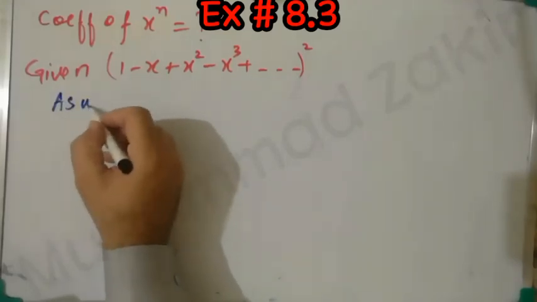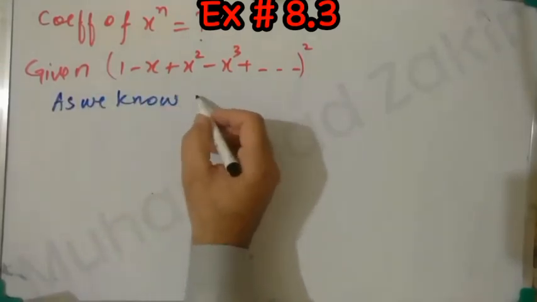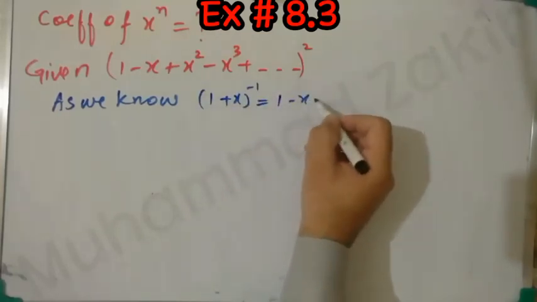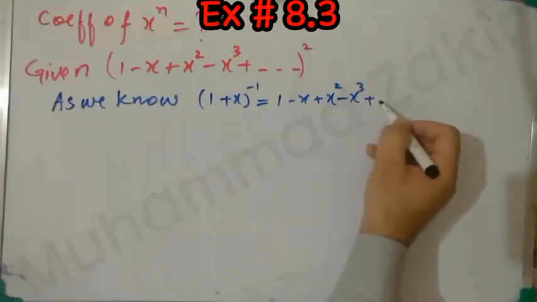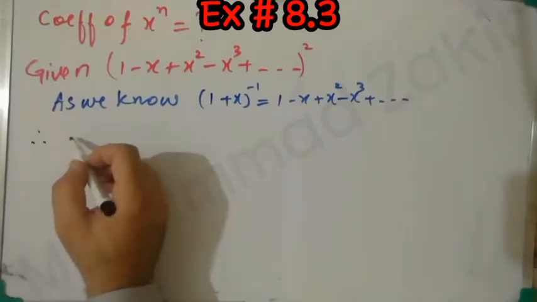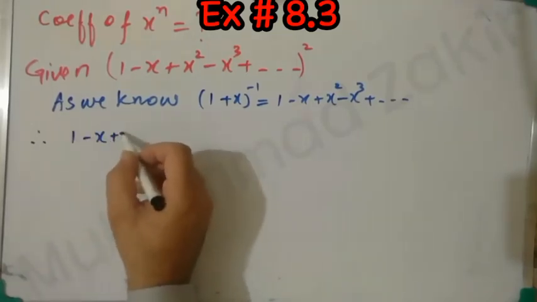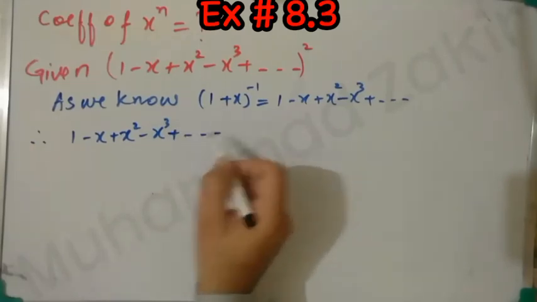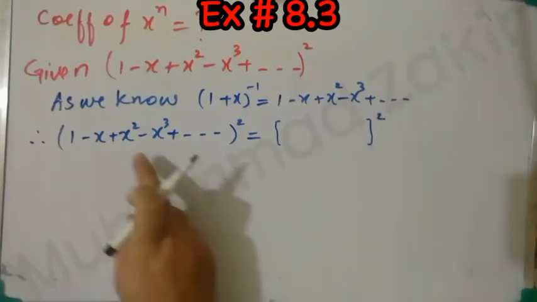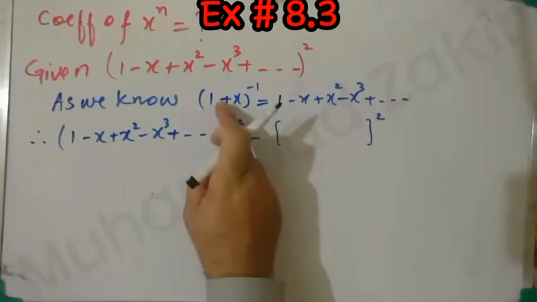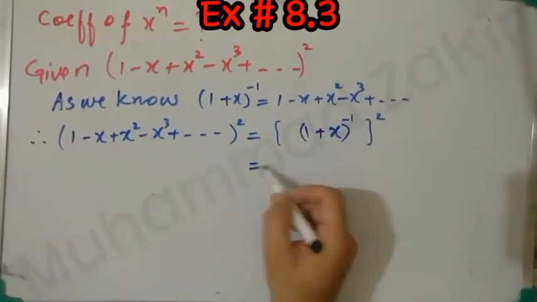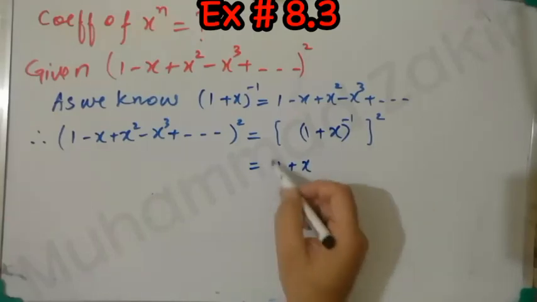As we know, (1 plus x) raised to power minus 1 is equal to 1 minus x plus x square minus x cube and so on. This expansion is equal to this closed form. Therefore, what is given, 1 minus x plus x square minus x cube plus so on, squared, can be written in its closed form. The closed form is (1 plus x) to the power minus 1, so it will be (1 plus x) raised to power minus 2.